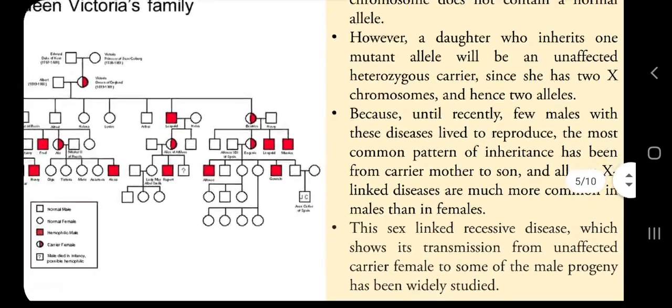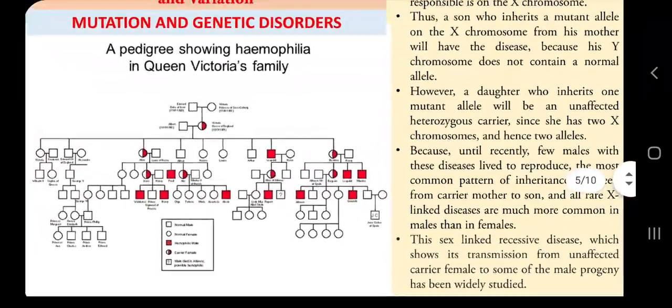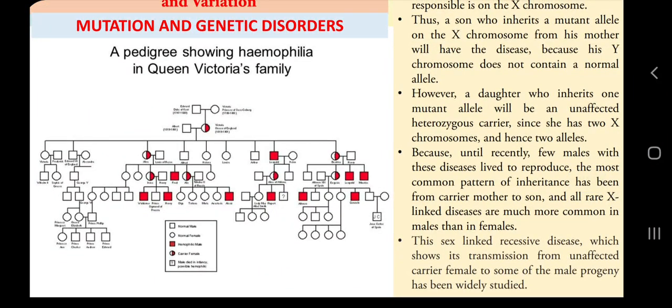Now because until recently few males with the disease lived to reproduce, the most common pattern of inheritance has been from carrier mother to son, and all rare X-linked diseases are much more common in males than females. Why? Because this disease is also called the royal disease, because we can see this type of disease only in royal families. You can easily assume that in hemophilia if some person starts bleeding, the body will not be able to produce any blood clot or stop that bleeding. So it will be a very dangerous situation for any man, and in common situations an ordinary man cannot avoid any cut or scratches.